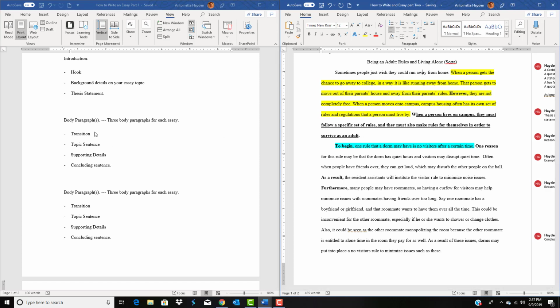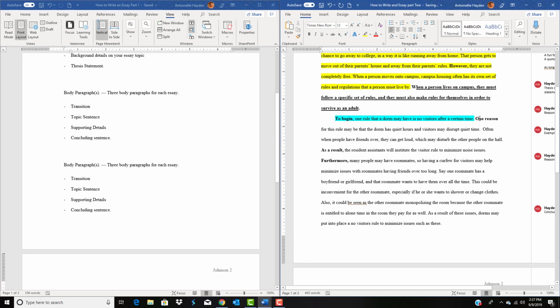To begin, transition, check. One rule that a dorm may have is no visitors after a certain time. All right, so, specific set of rules. What is the specific rule? No visitors after a certain time. Now, one reason for this rule may be that the dorm has quiet hours, and visitors may disrupt quiet time.